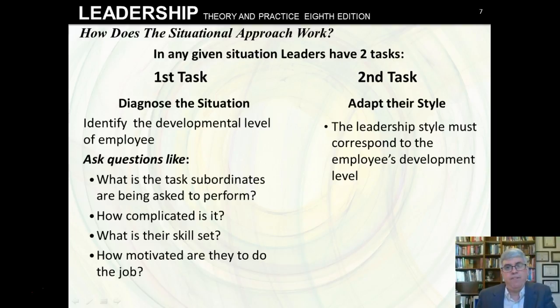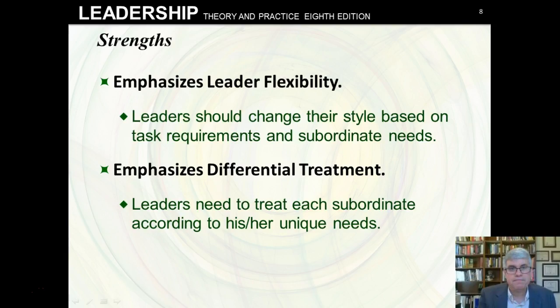And then secondly, after evaluating the developmental level of the worker, your subordinate, you need to adapt your style. And so you're supposed to go to that S1 to S4 style, depending on the developmental level of the employee. Now, let's evaluate this. What are some of the strengths? First of all, one of the strengths of this is that it emphasizes leader flexibility and the need to have different styles. And that's the big idea in the situational leadership theory, is that leaders need to adapt to the situation. So the leader should change their style based on the task requirements and subordinate needs.